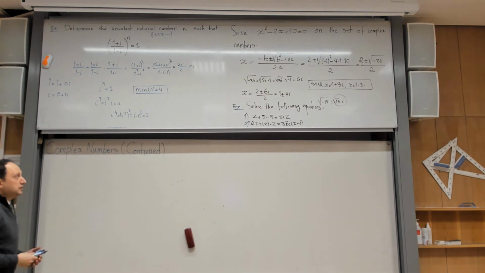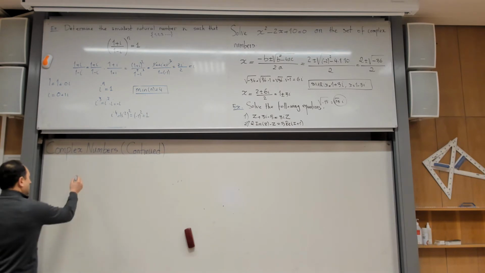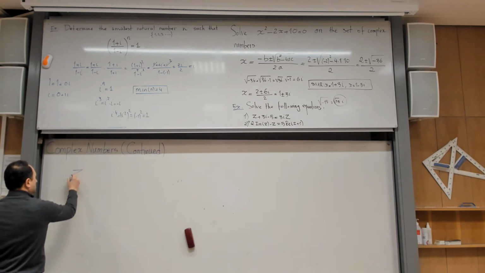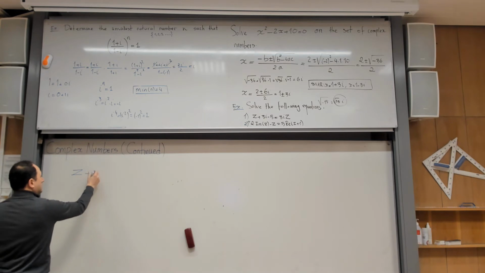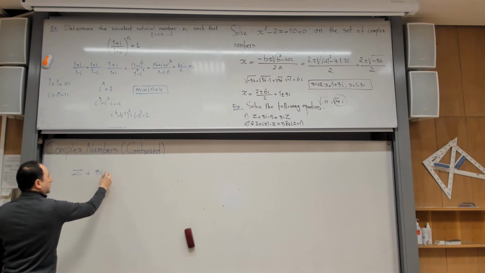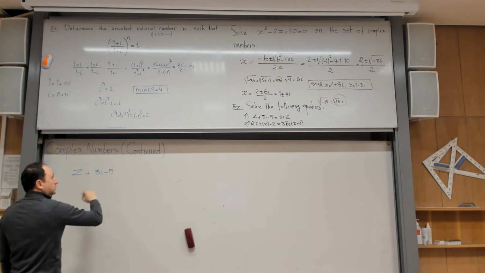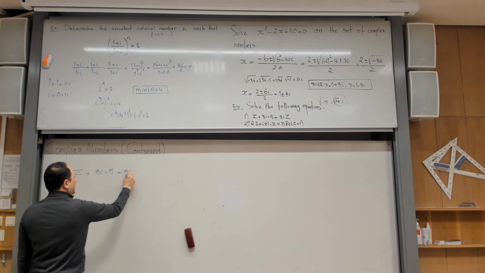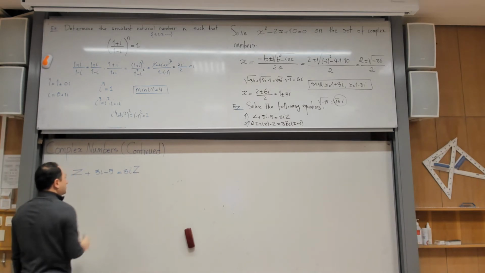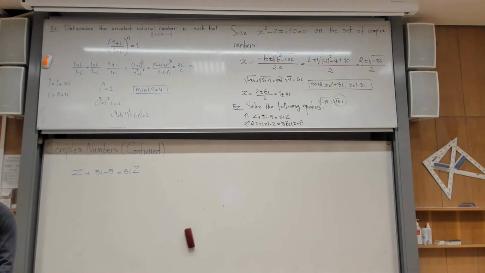Okay, the first one, what is your opinion about the first one? So my equation is this. I have an unknown complex number z, where z plus 3i minus 5 is equal to 3 times i times z. I'm trying to find z. So what should I do?